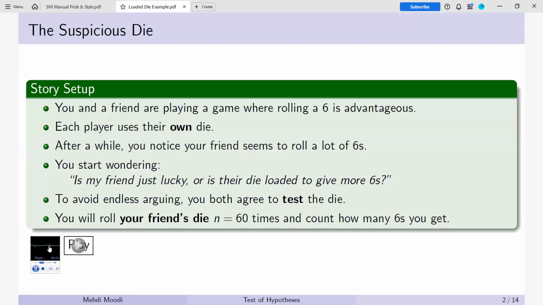In this mini presentation, we use a simple story about a suspicious die to understand hypothesis testing. By the end, you should know what the null hypothesis is, what the alternative is, what a p-value is, and what type 1 and type 2 errors mean in plain language.